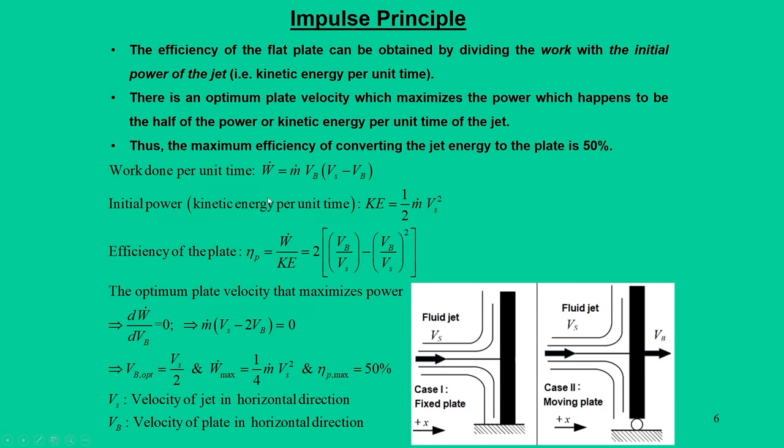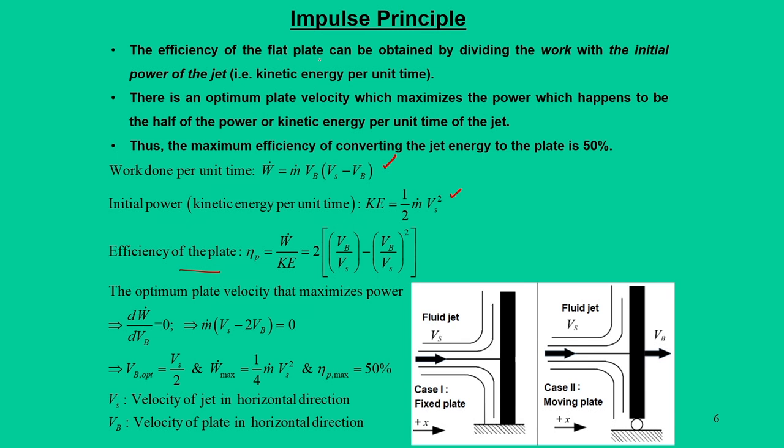And because of this, this is the work done per unit time, that is W dot. But this work is being achieved from the fluid jet, which has initial power, which is nothing but its kinetic energy, and that kinetic energy is half m dot times V s square. So, we have calculated the work, we have calculated the initial power, and now we are in a position to define the efficiency of the plate.